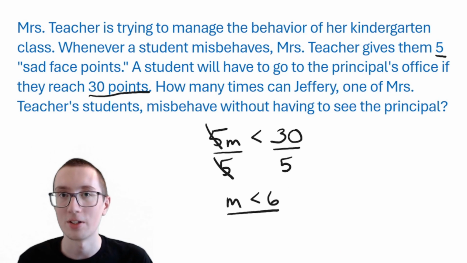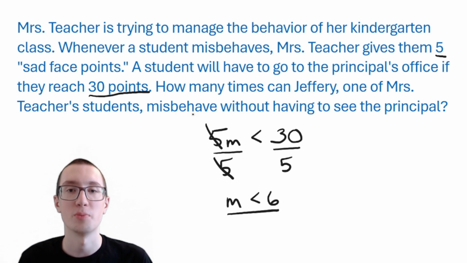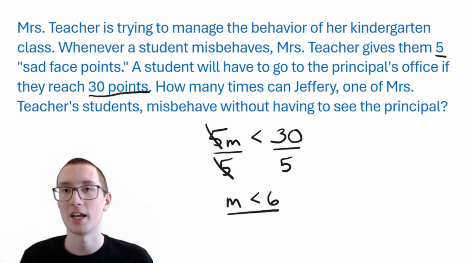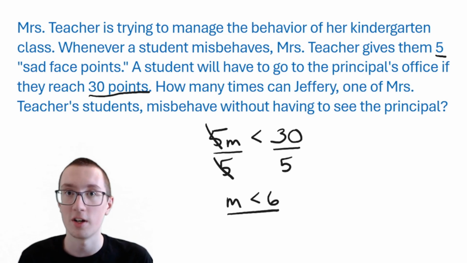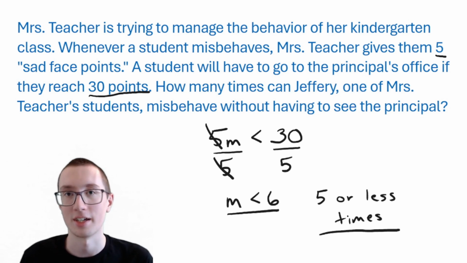But what does that mean in the context of this problem? The question's asking how many times can Jeffrey misbehave without having to see the principal? Well, can he misbehave 6 times? No, because 6 is not included in this. And since you can't misbehave half of a time, the maximum amount of times that he can misbehave is 5. And if he misbehaves any less amount of times, then that's fine. So if you wanted to write this out as an answer, you could say that he can misbehave 5 or less times, because 6 doesn't count.